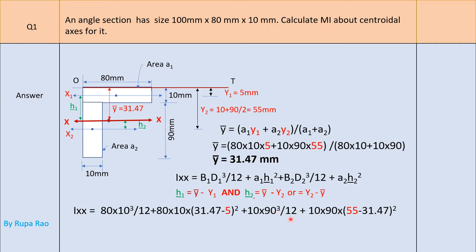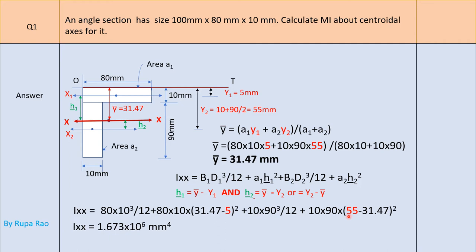divided by 12, plus 10 into 90 into bracket open 55 minus 31.47 bracket close, then press the x square button, and then press is equal to. See what answer you are getting.